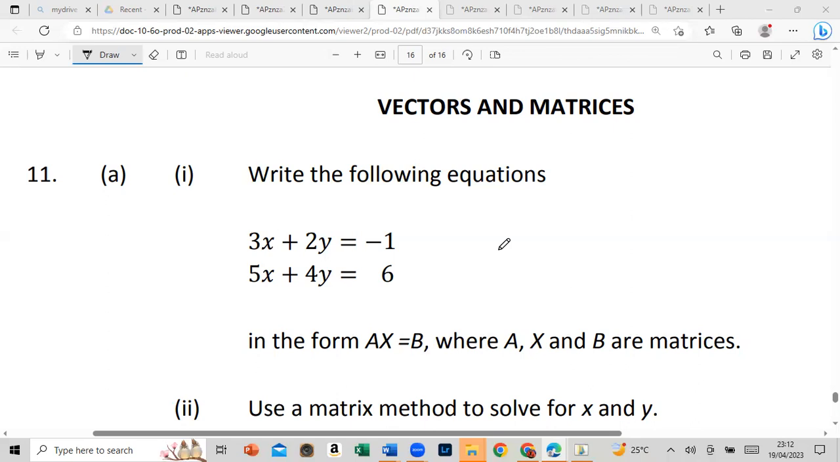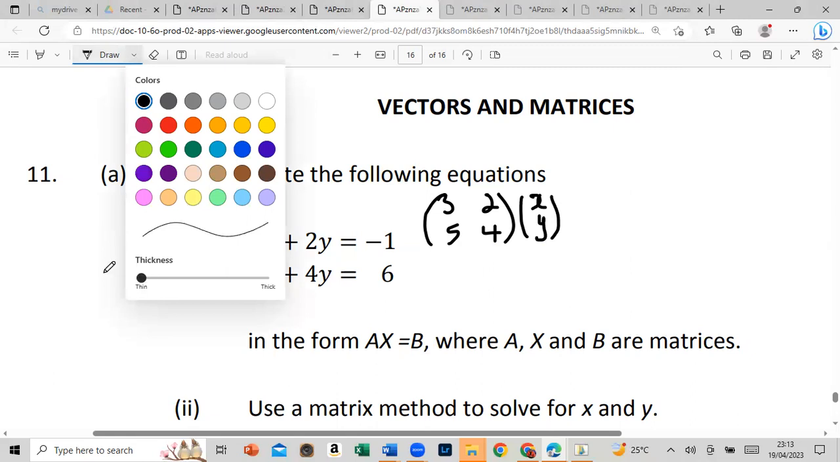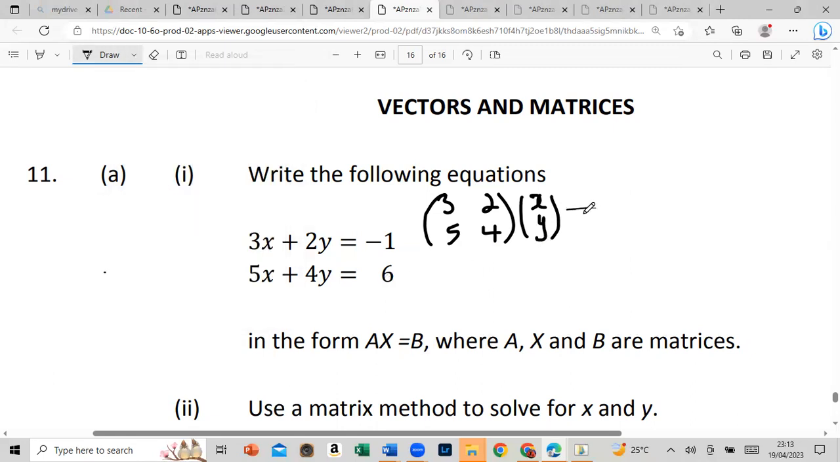Alright, so you should be finished by now. So guys, this is from a previous paper. We rewrite by taking the coefficients, so it's going to be 3, 2, 5, 4. Luckily, it's all positive numbers, so it should be very easy. Then we have x, y. That must equal negative 1, 6. Alright, let's go.